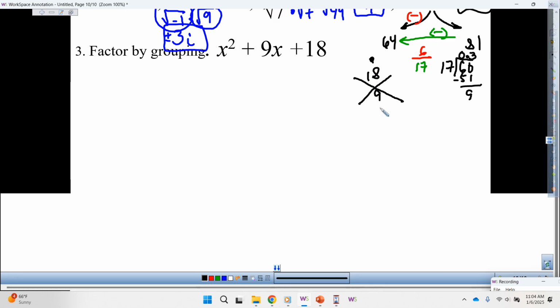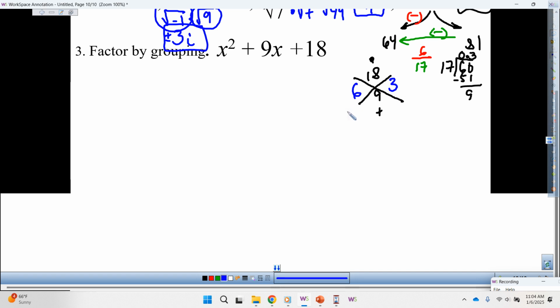18, 9. What two numbers multiply give me 18? When you add them, give us 9, everyone. All right, 6 and 3. Yes, that is correct, 6 and 3. So now check this out.